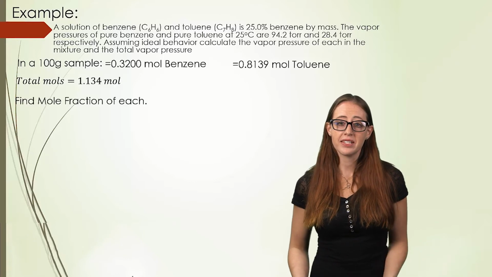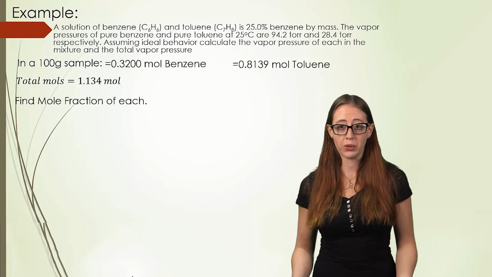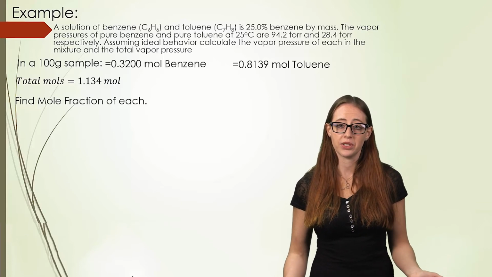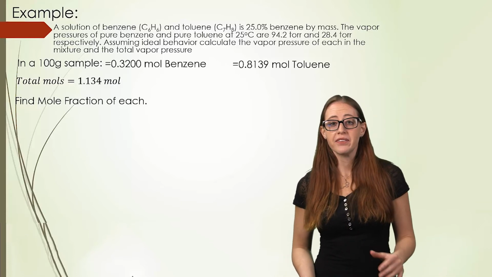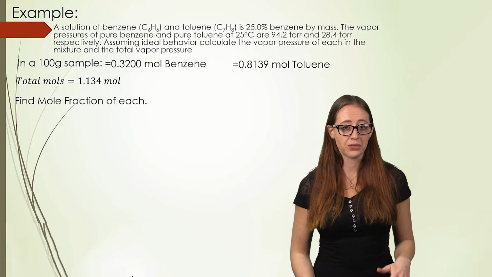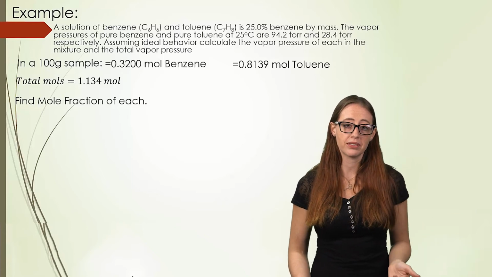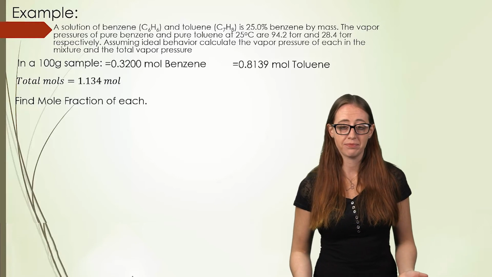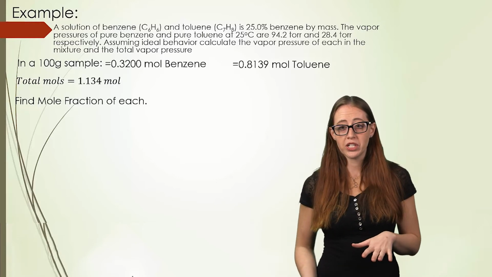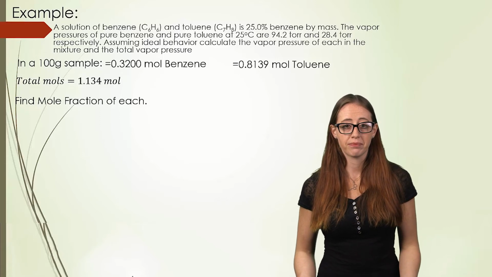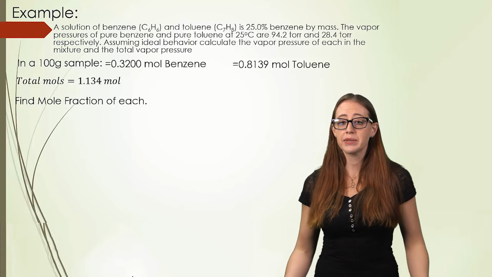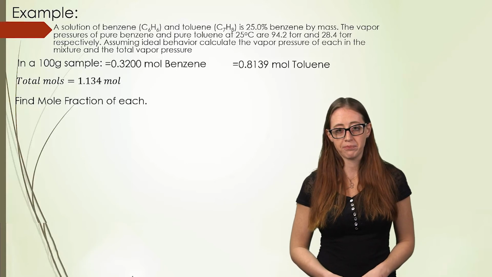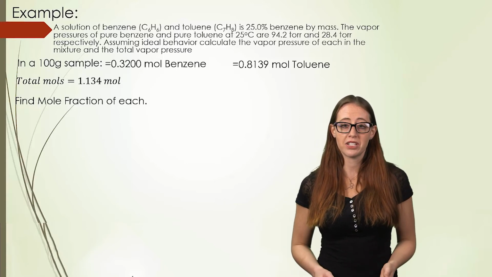For benzene, this is the 0.32 over the 1.134, which gives us a mole ratio of 0.2822. And for toluene, this is 0.8139 moles over the 1.134 moles, giving us a mole ratio of 0.7177. Now look at those two mole ratios and make sure that they add up to 1. They do, and so that's a really good indication that we've done our calculations correctly and that we haven't messed something up along the way. Now we can finish our problem solving.